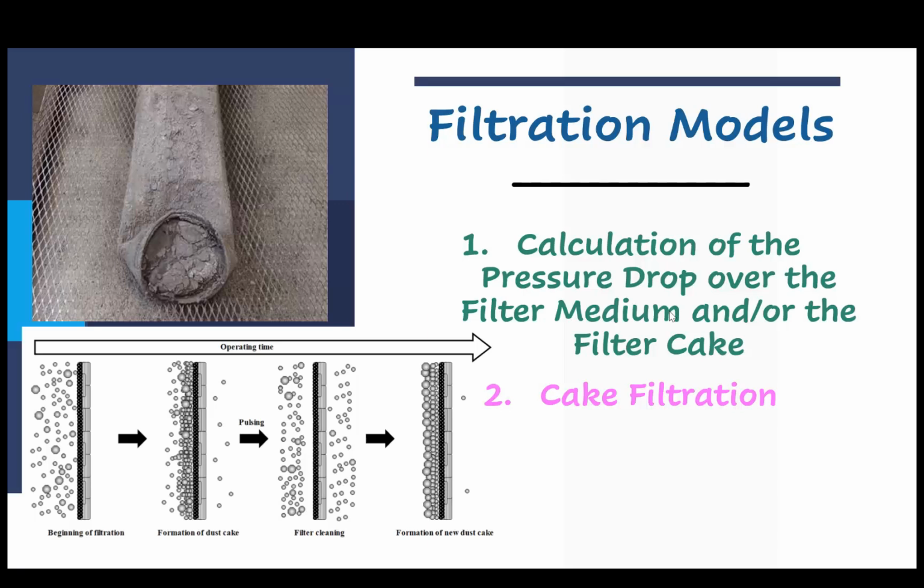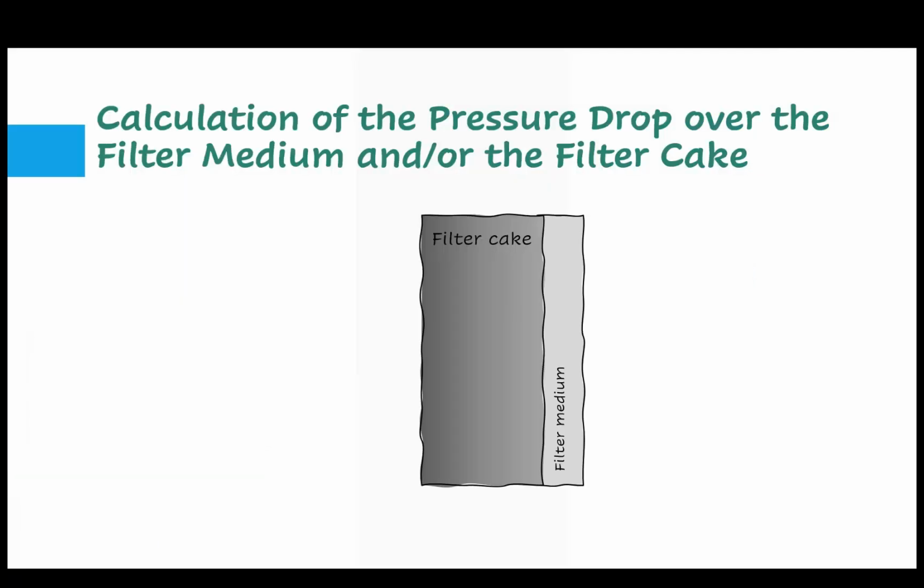Okay, now I will demonstrate how we can derive a model from the analysis of cake filtration. Flow through a simple filter is shown here. Initially we have a filter medium without the filter cake. After some time, some particulates cannot pass through the filter medium.